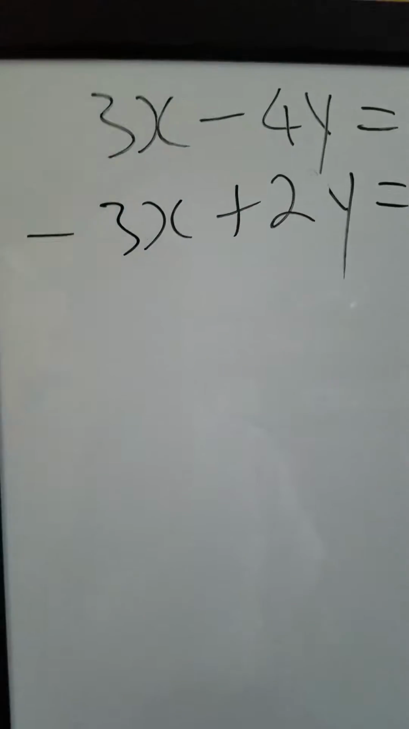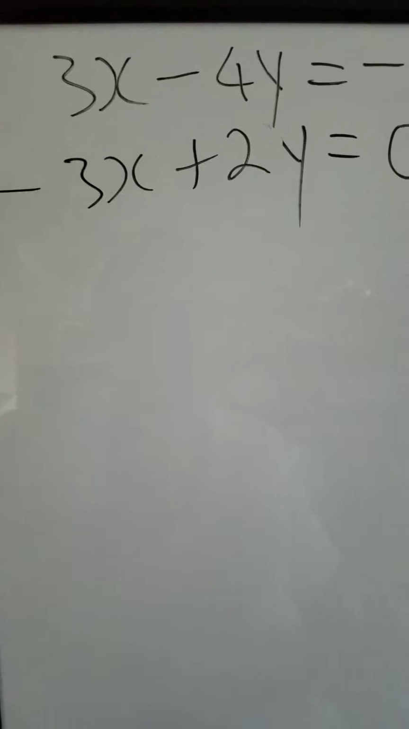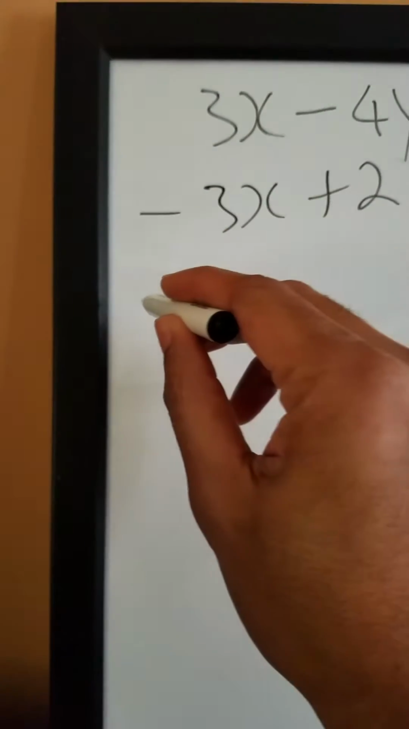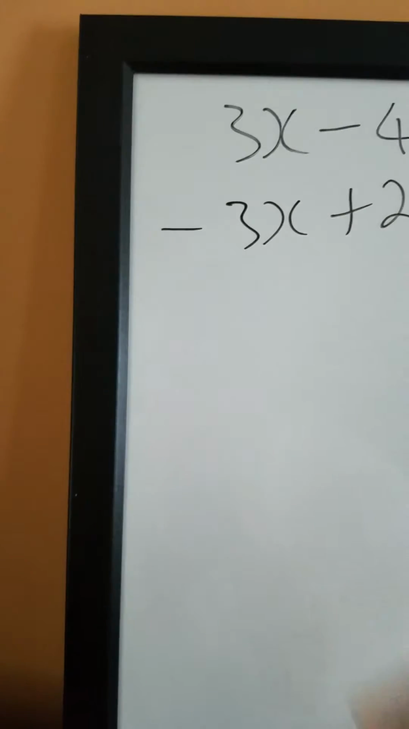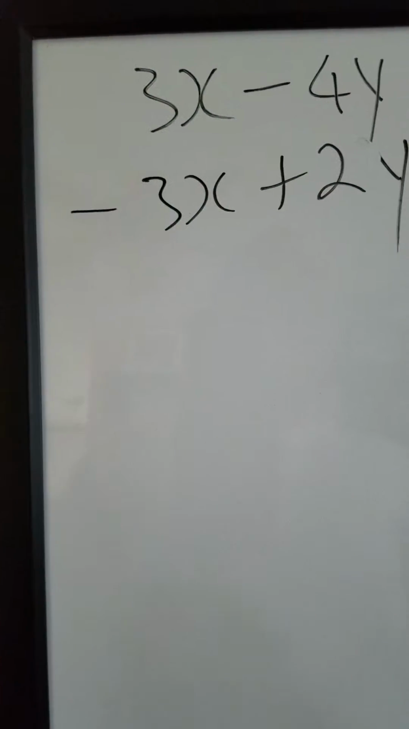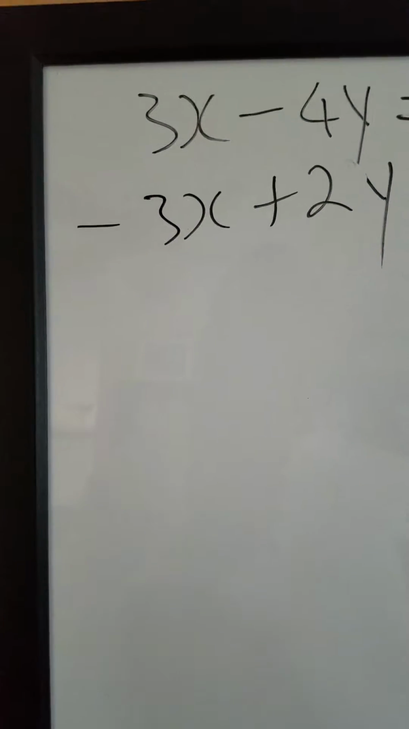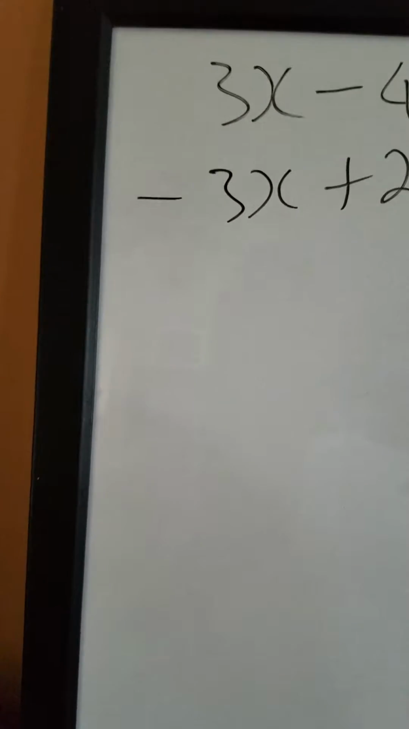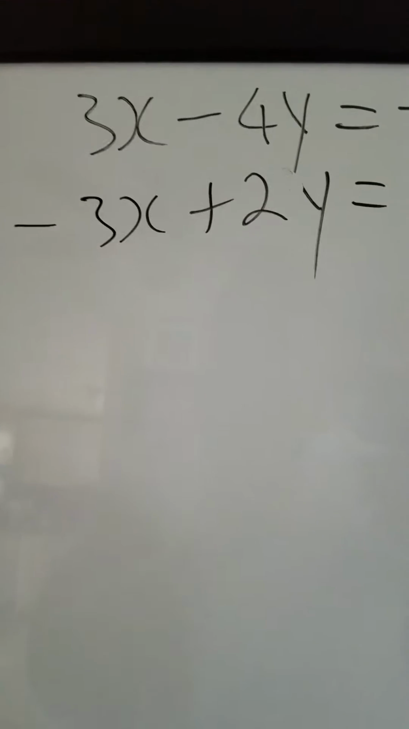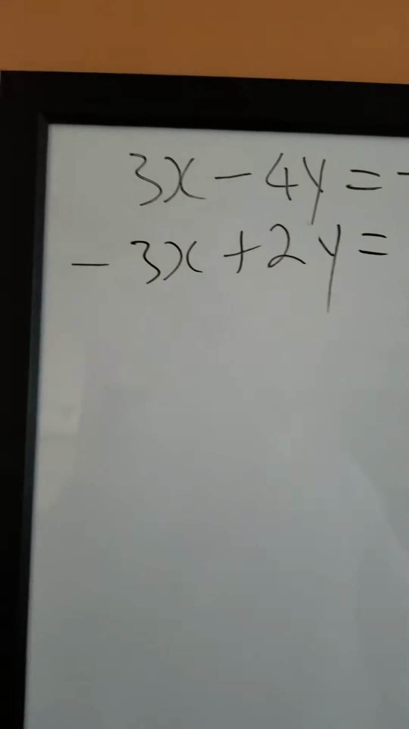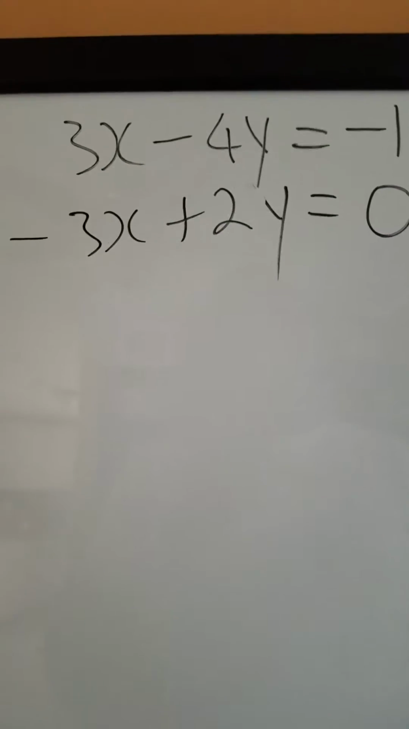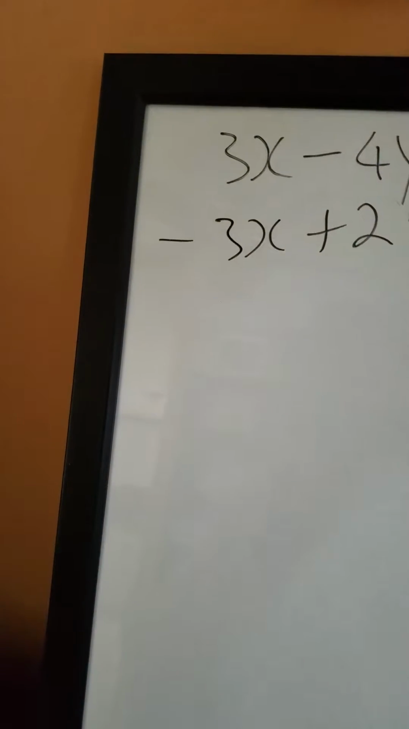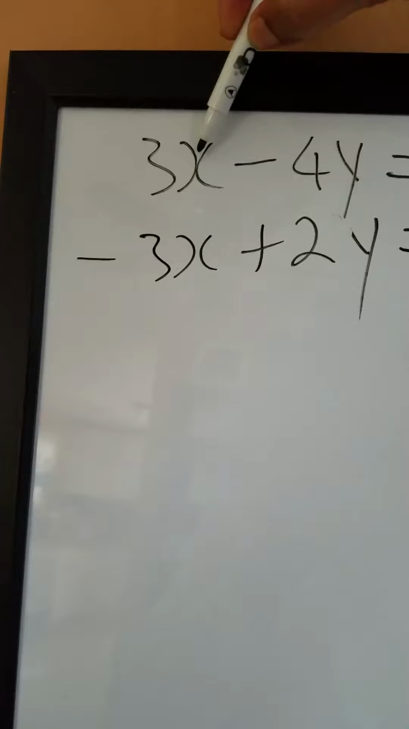The main step here in eliminating one variable from the equation is adding both equations. And if you need a quick reminder on how to add two negative numbers, how to add two positive numbers, or how to add a positive and a negative number, you could check out my video on how to add and subtract rational numbers.